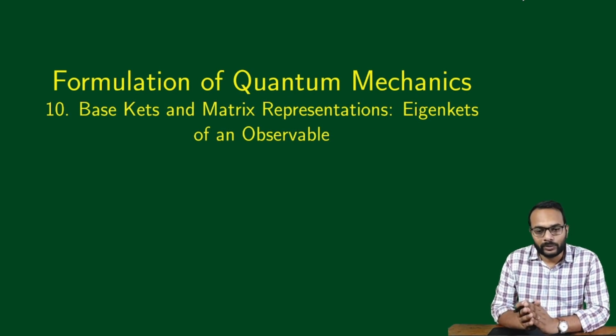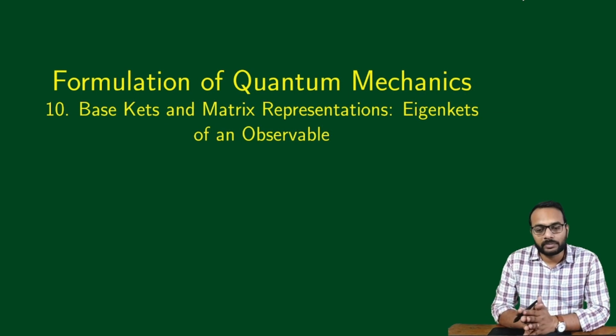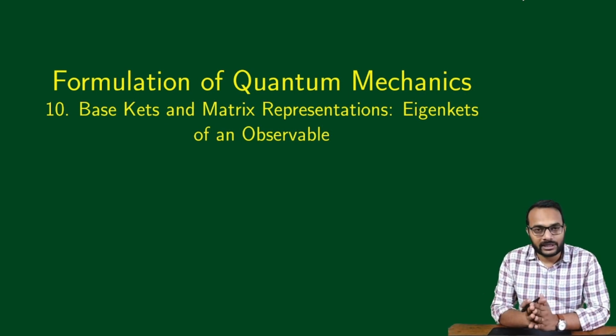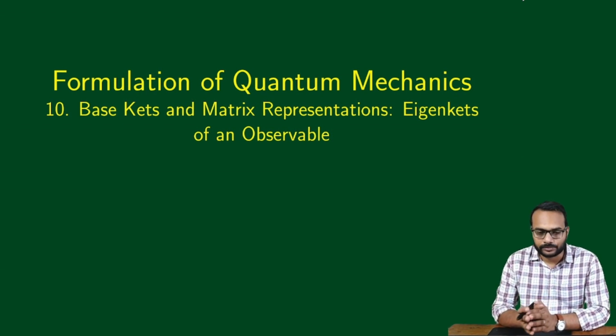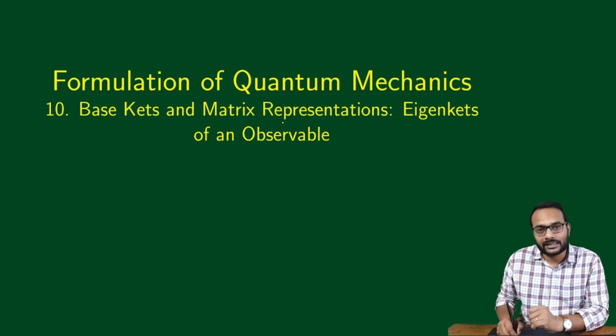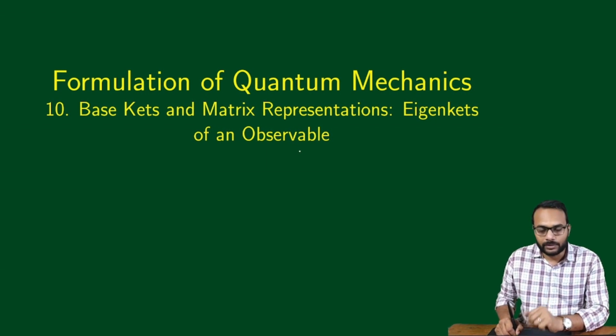Now we are familiar with kets, bras, inner products, operators, the action of operators, the Hermitian conjugate of an operator, the concept of a Hermitian operator, right? So we are familiar with the basic mathematical formalism. The next section is on base kets and matrix representations. We start with eigenkets of an observable. By observable, of course, we mean an operator representing the observable.